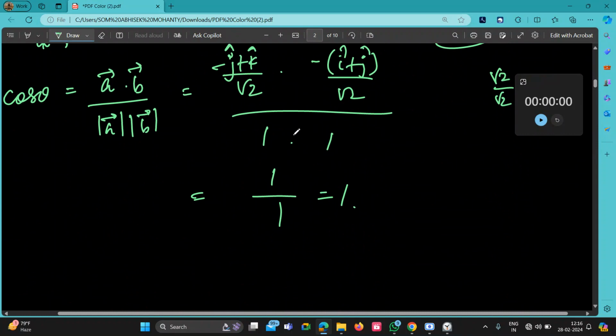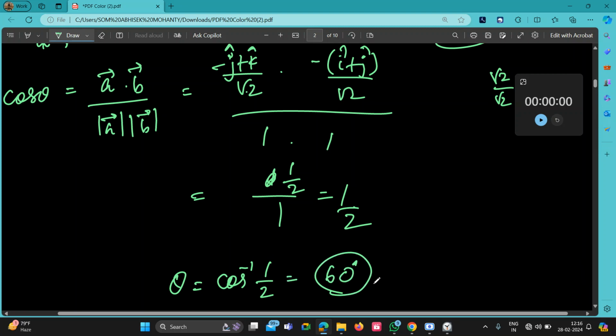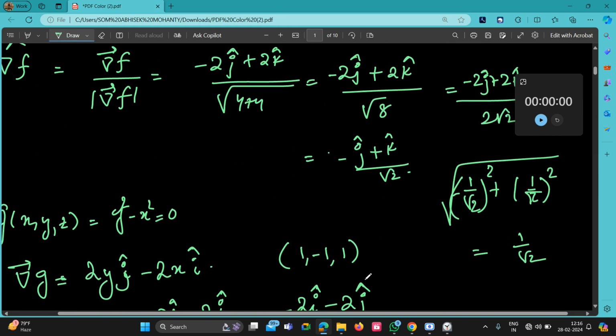Okay, it is all right actually. Root 2 is 1 by 2 now. I'm missing that, yeah, 1 by 2. So theta is equal to cos inverse 1 by 2. That is your 60 degree. Okay. The answer will be 60 degree.